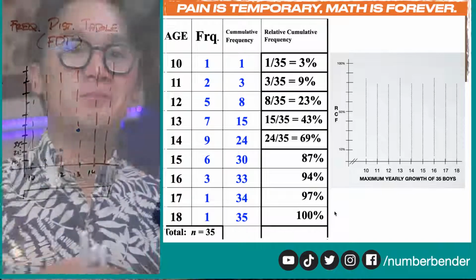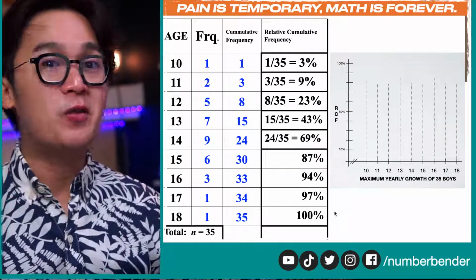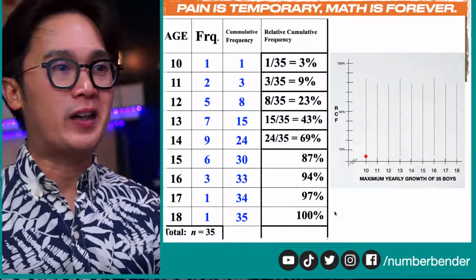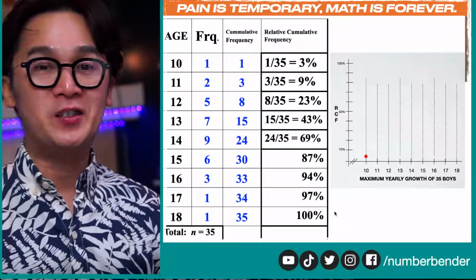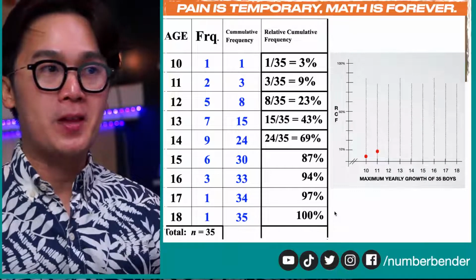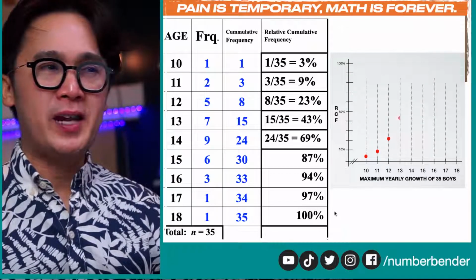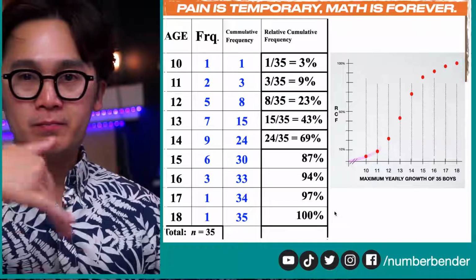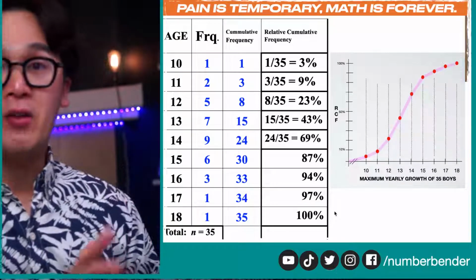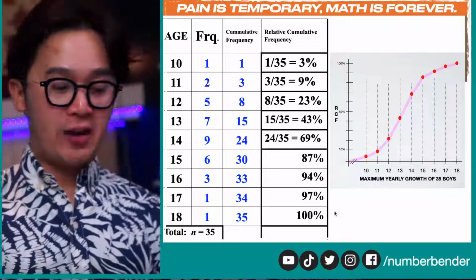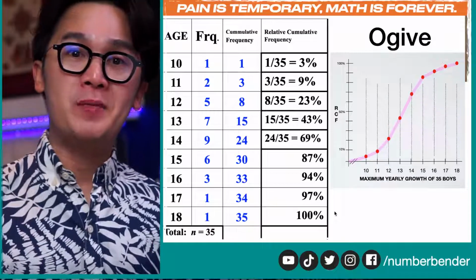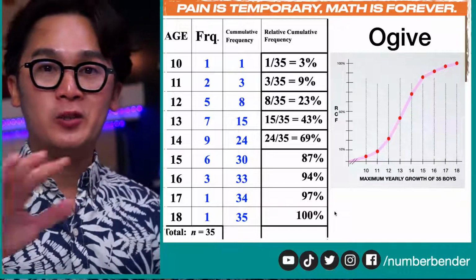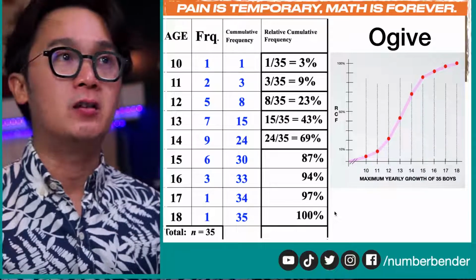So let's do it here on our screen so that it's a lot easier to visualize and it's not crooked. So here is the 3% at 10 years old, 11 is 9%, 12 is 23%, until we complete the dots and give us the ogive. So this is now the ogive. And what does the ogive do? This approximates the percentile or the ranking of each individual compared to the whole entire group.